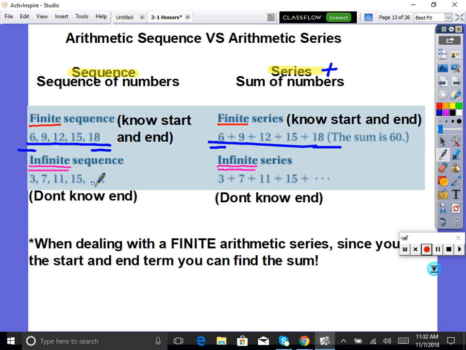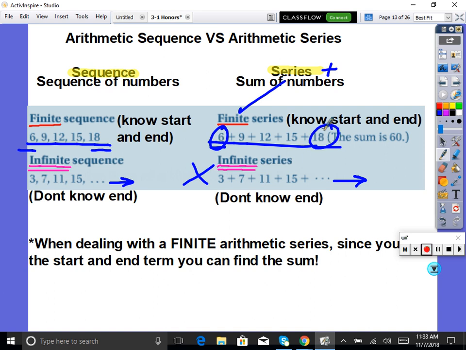Infinite means we don't know the end. It goes to infinity, either on the beginning or the end. This pattern will continue forever, right? Now think about it. If we have an infinite series, it's going forever this way. If I start adding, am I ever going to know when to stop adding? Nope. I'm literally going to be adding forever. It approaches infinity, right? So I cannot find the sum of an infinite arithmetic series because I would never know when to stop adding. If it's finite, we can find the sum because we know where to start and where to stop. Does that make sense?